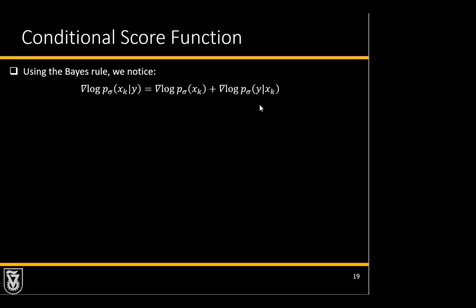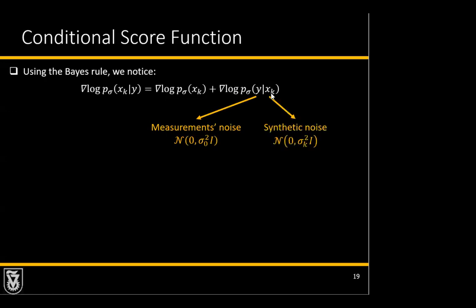Let's look at the second term. What we see here is we have y and x, and more specifically x_k. y is the measurement that we have. It has a measurement noise with sigma 0, a known noise variance. But x_k is a noisy version of x that is synthetic. In our case we did not get this as input. In our Langevin iterations, we assume that x_k is a noisy version of x with noise sigma k. Now, because it is synthetic, it is under our control. We can decide what the noise level is. We can make some assumptions on it.